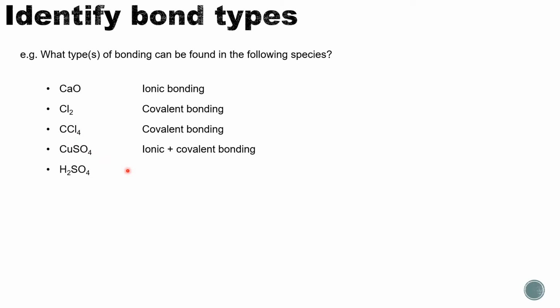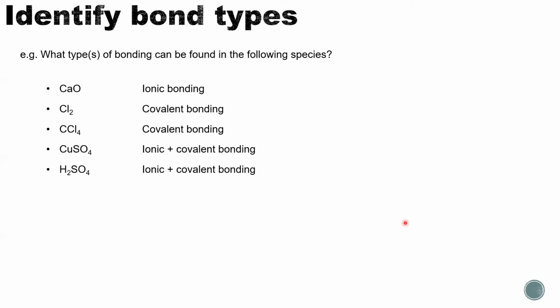Sulfuric acid. For sulfuric acid, because we have, again, the polyatomic ion, although all of them are nonmetals, it still has ionic bonding between the sulfate polyatomic ion and hydrogen. And also within sulfate itself, it's covalent bonding. So again, here we have a mixture of ionic and covalent bonding.